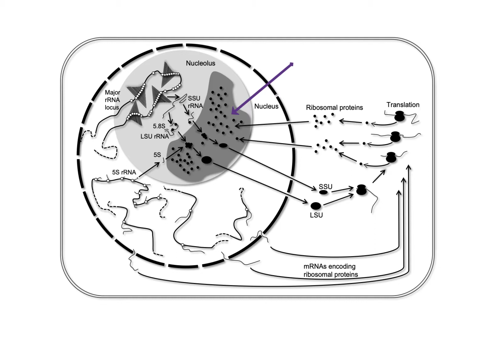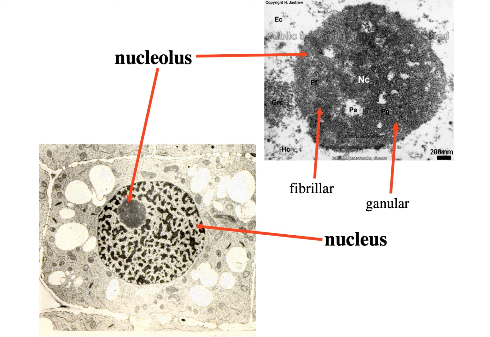And then they're eventually shipped out into the cytosol, where they find an mRNA, which has been transcribed elsewhere in the nucleus. And some of these then translate into ribosomal proteins, and those are shipped back into the nucleus and into the nucleolus for that process of ribosome assembly. So here are a couple of electron micrographs of that, of the nucleolus.